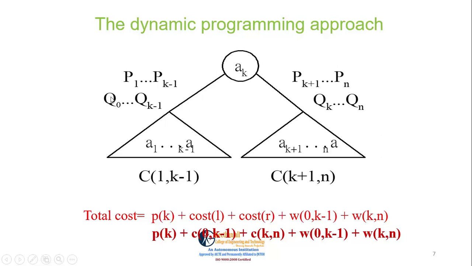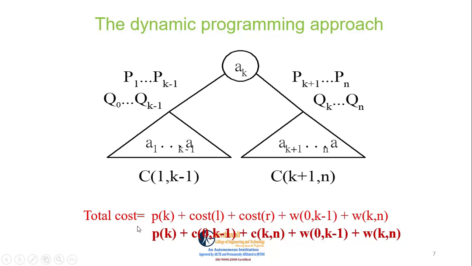What is the Q value? The probability of the virtual elements, or the virtual nodes. Similarly, what is there in the right subtree? If A of k is the root element, then P of k plus 1 means the elements are A of k plus 1 to A of n. It means P of k plus 1 to P of n are the probabilities for the key elements, and Qk to Qn are called the virtual nodes.